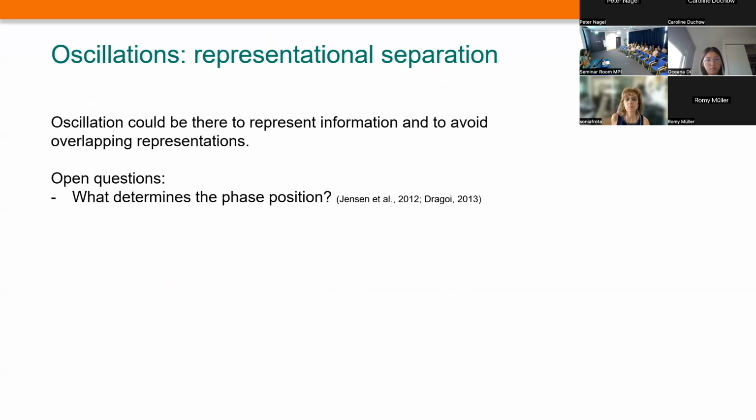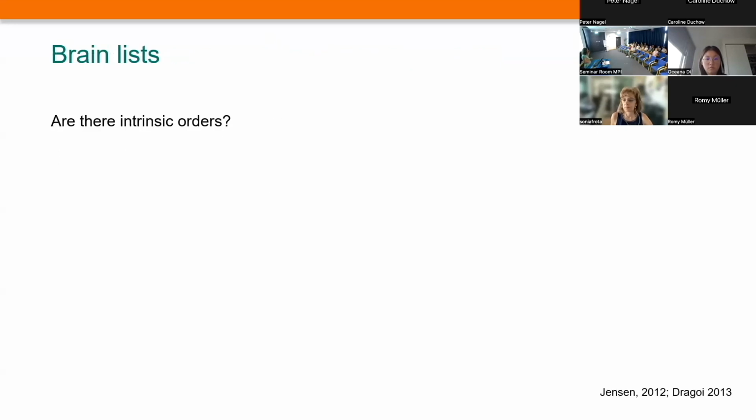So far, regarding oscillations for representational separation and then more in the speech domain, the idea is that oscillations could be there to represent information and to avoid overlapping representation. Then I always had a very open question: what determines the phase position? I sort of showed that one phase is one and the other phase is the other. But why this phase is one and the other is the other was never answered with this study of mine. And the question is, are there some intrinsic orders in the brain?